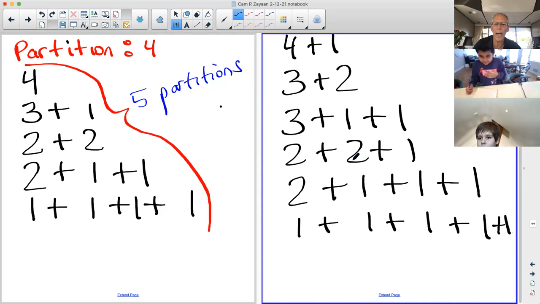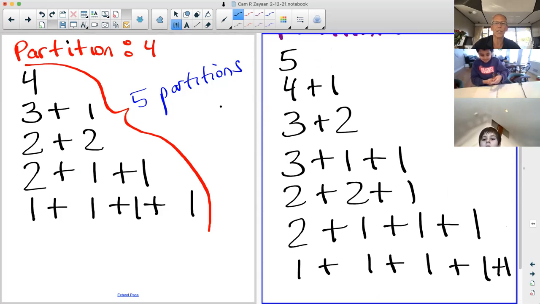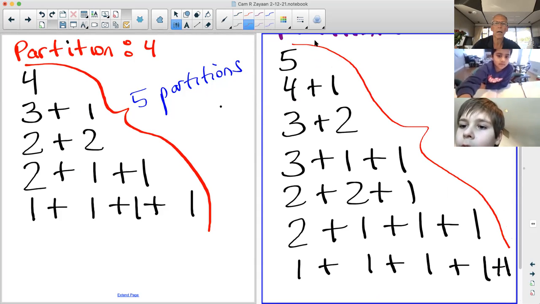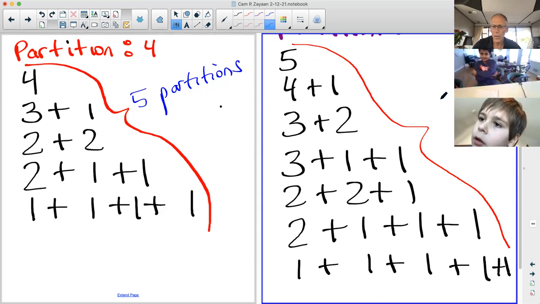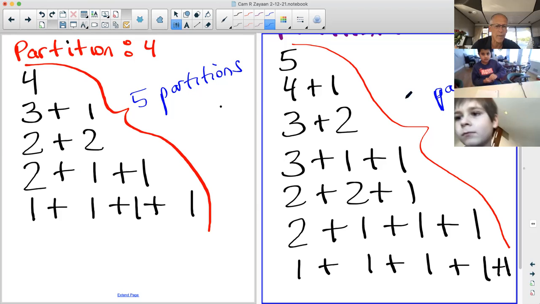Now, I want to ask you boys, how many total partitions is that for the number 5? Cam, can you unmute yourself? 1, 2, 3, 4, 5, 6, 7. And how many are there, Cam? 8. Okay, 8. Zayaan, what do you think? 7. There are only 7. Cam, when you counted 7, you can't make up an 8. It's not there. You counted 7, it's 7.